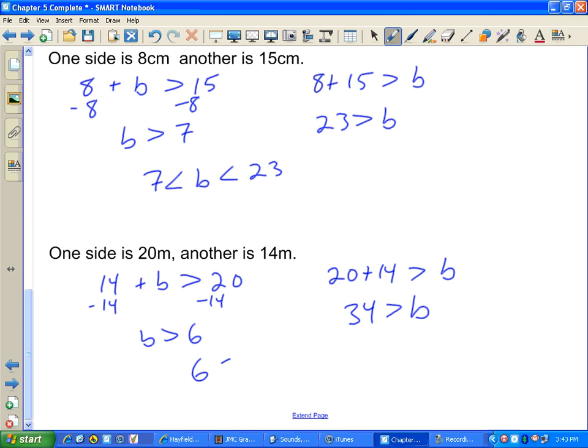So let's write that in one inequality. Okay, and that would be the range of values that would make a triangle. Any value that's outside of there is going to prevent our triangle from meeting and actually being a closed figure or being a real triangle. It's going to be an open shape.